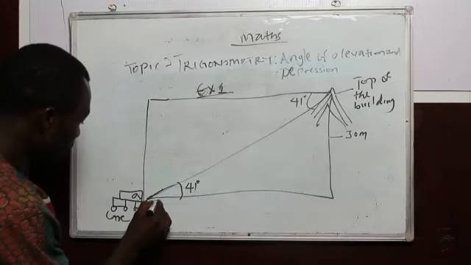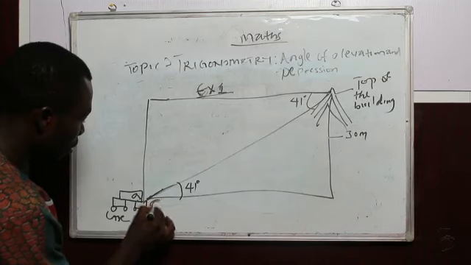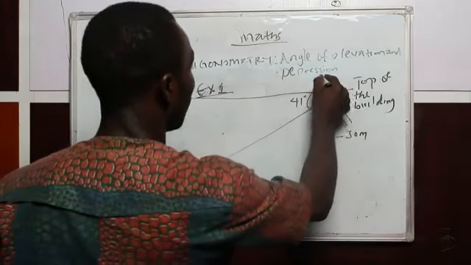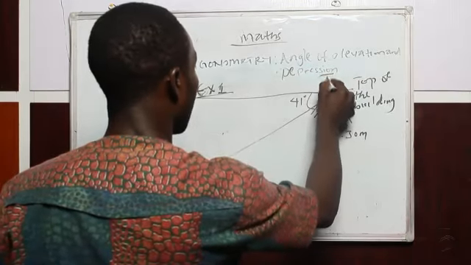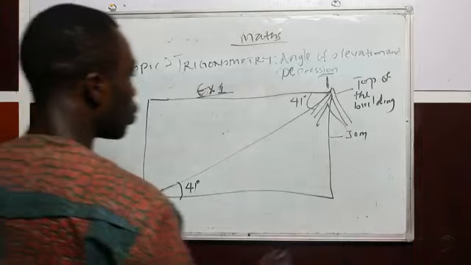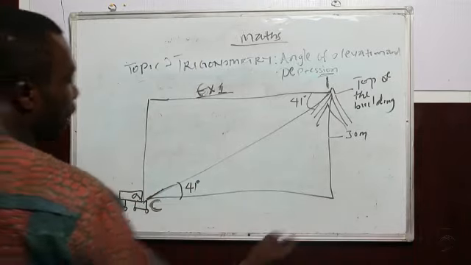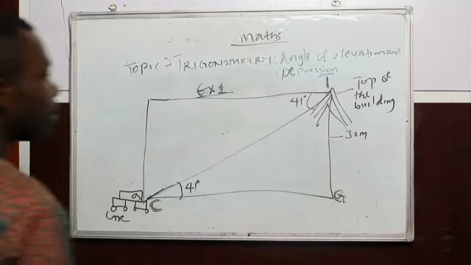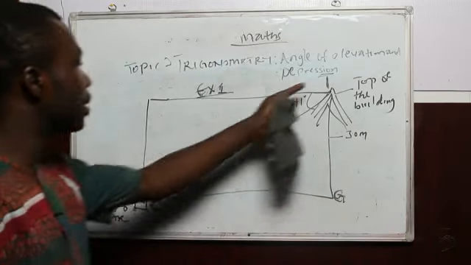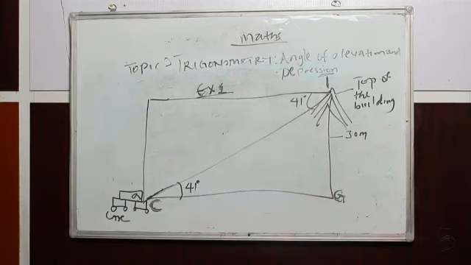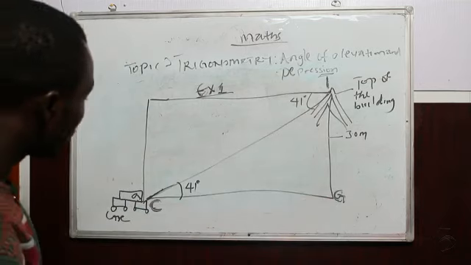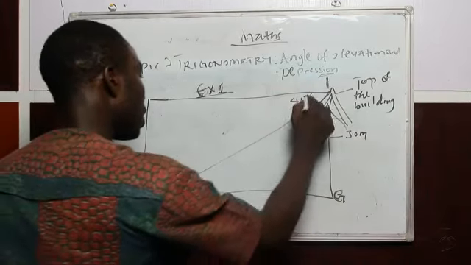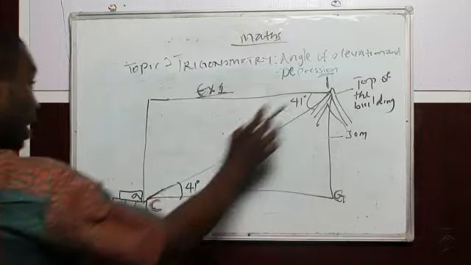Now let us represent this place with car, C, and this place to be top, T, and this place to be the ground. Let's put it as G, because this is the ground level. This is the car, C, T, G. They say calculate the distance between the car and the top of the building. That shows it is this region they ask us to calculate.